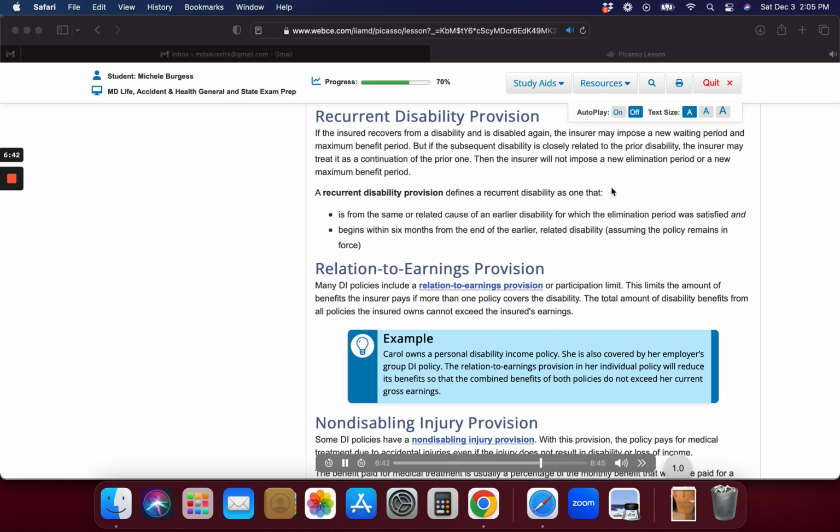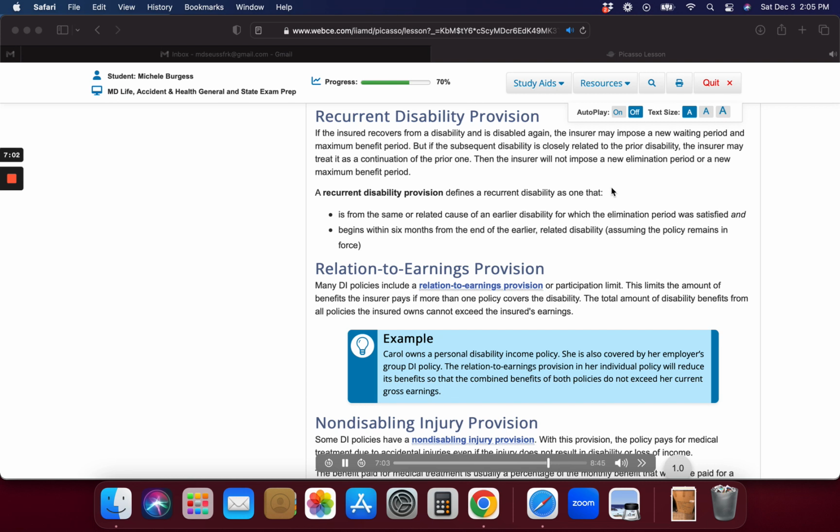Non-disabling injury provision. Some DI policies have a non-disabling injury provision. With this provision, the policy pays for medical treatment due to accidental injuries even if the injury does not result in disability or loss of income. The benefit paid for medical treatment is usually a percentage of the monthly benefit that would be paid for a disability.